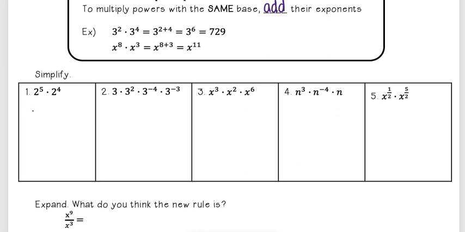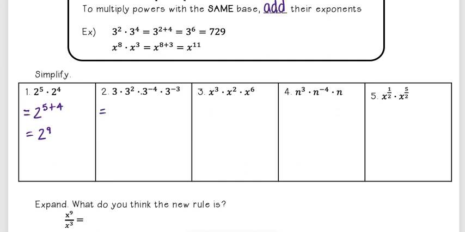So let's try a couple. So I have 2 to the 5th times 2 to the 4th. So I'm going to do 2 to the 5 plus 4, which is equal to 2 to the 9th. Okay, let's try this next one.